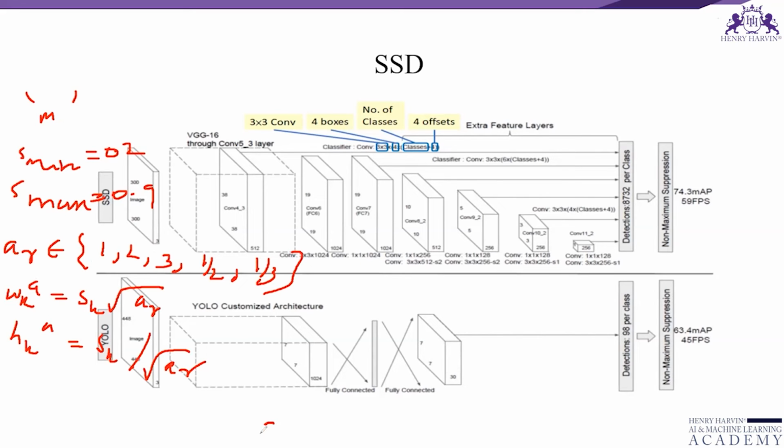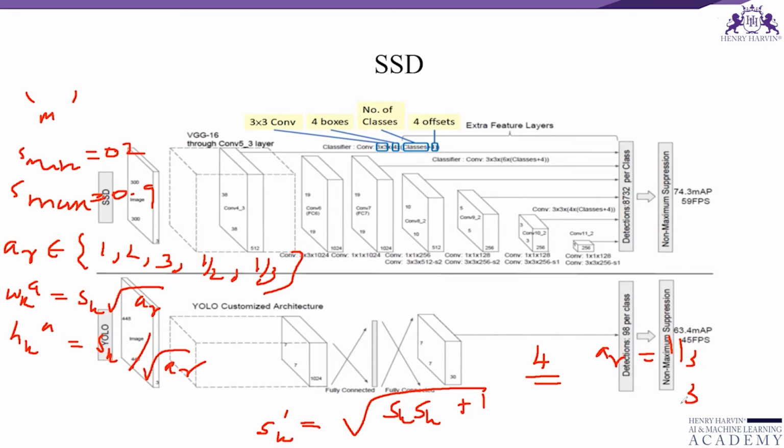So for an aspect ratio of 1:1, we will be getting Sk dash equal to the square root of Sk times Sk plus 1. Therefore, we can have at most 6 bounding boxes in total with different aspect ratios. Say there are layers with only 4 bounding boxes. If there are 4 bounding boxes, then the aspect ratios 1 by 3 and 3 are omitted, right?